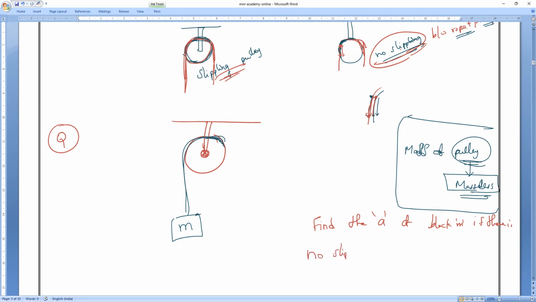So no slipping means what? Thread and pulley both will travel the same way. Whatever the pulley acceleration is, the thread acceleration, the rope acceleration, is also the same. Am I right? Everybody agree with me? Yes, sir. Rope and pulley surface. So that is the question now.